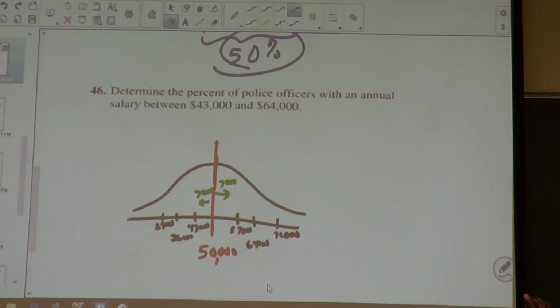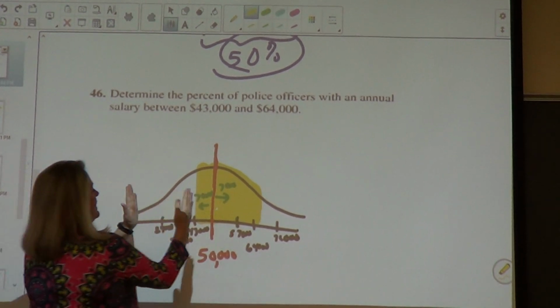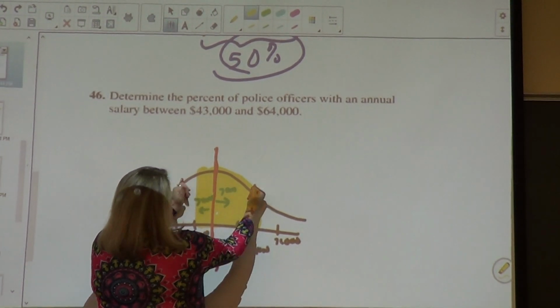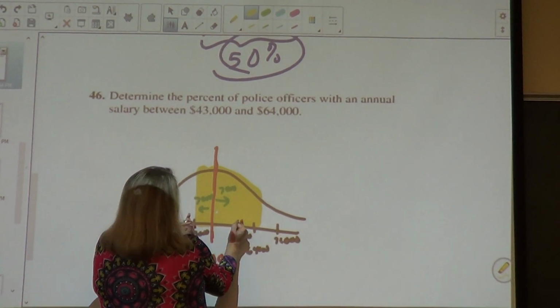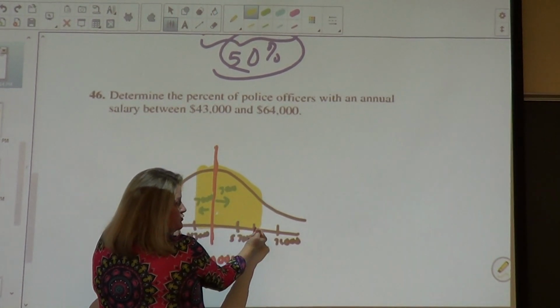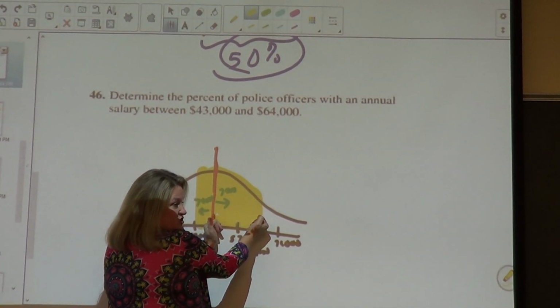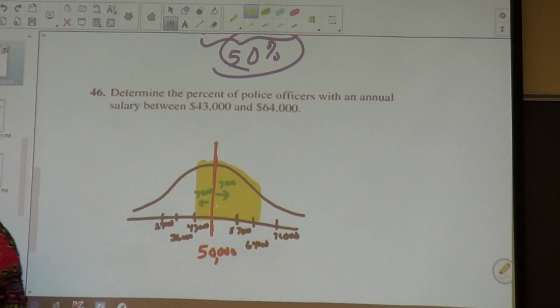what percent is between 43 and 64? So there's 43, and here is 64. Now, I've got to ask myself, how many jumps am I going? Well, 1 jump in either direction is a 68. 2 jumps in either direction is a 95. And 3 jumps in either direction is a 99.7. So I'm not a full jump, and I'm not 2 full jumps. I'm 1 jump to the right, and I'm 2 jumps to the left. So that's how I'm going to do it.